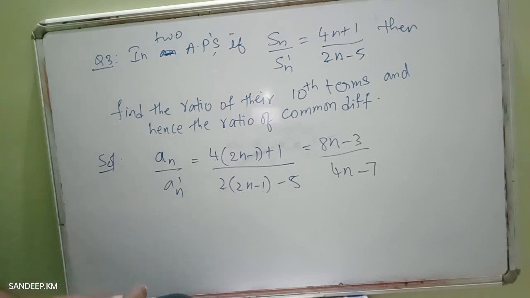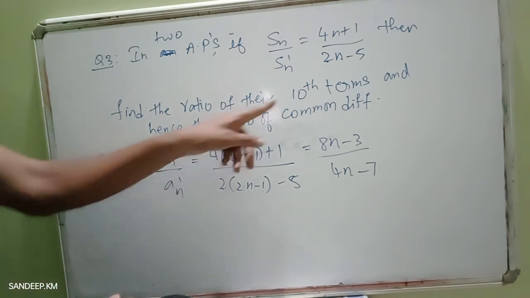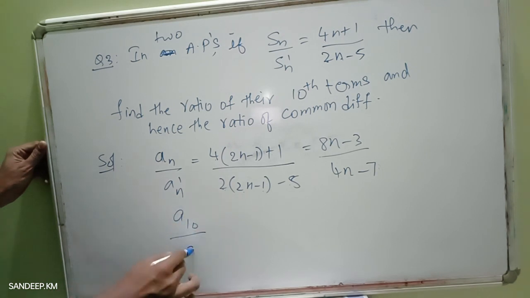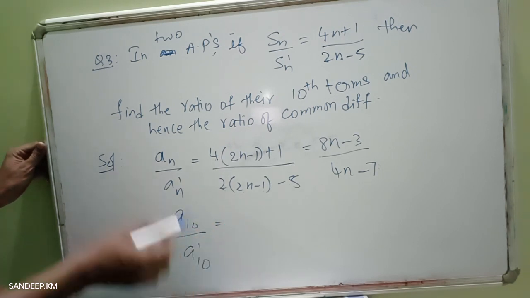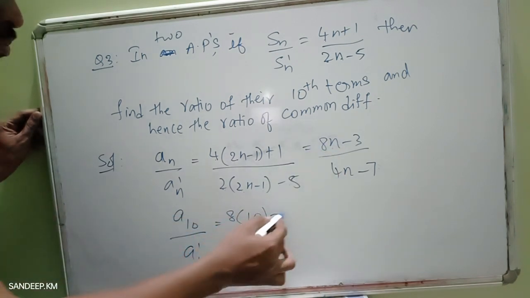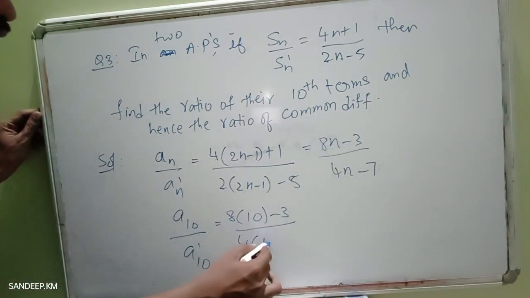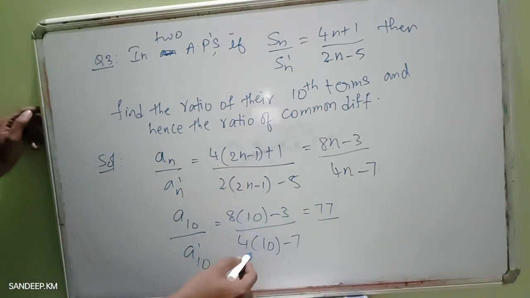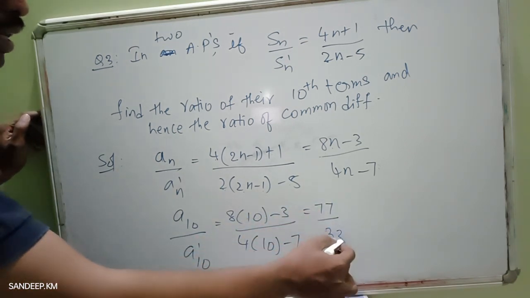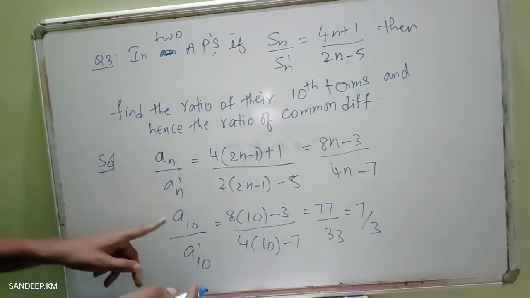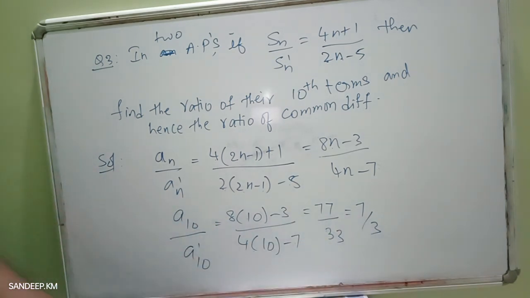Using this you can find the ratio of any terms. They are asking us the ratio of their 10th terms, which means a10 by a10 dash is equal to, just take n as 10 here, (8 into 10 minus 3) by (4 into 10 minus 7). 80 minus 3 is 77 and 40 minus 7 is 33, which is 7 by 3. The ratio of their 10th terms is 7 by 3.